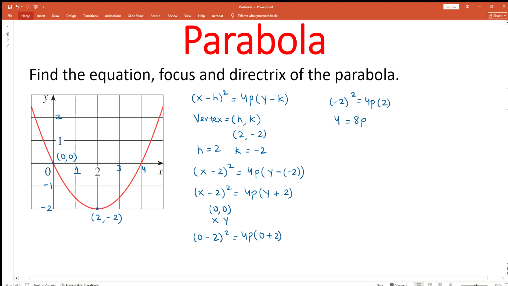Next, we should divide both sides by 8 to isolate p on the right side, and 4 over 8 can be reduced to 1 over 2. Therefore, the value of p is 1 over 2. We can use this value of p to write the equation of the parabola. So the equation is (x - 2)^2 = 4 times 1 over 2 times (y + 2).